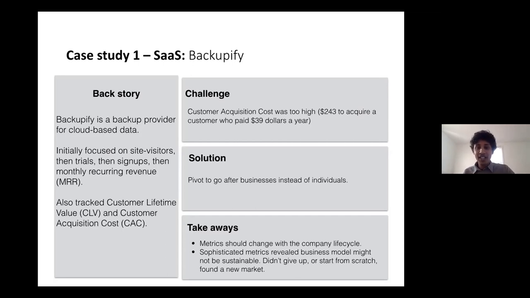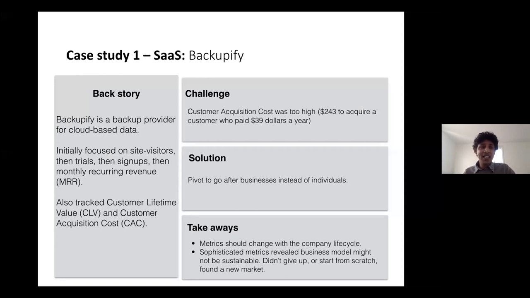So they pivoted from consumer sales to go after businesses, and it ended up being a great success. So what can we learn from this little example? First of all, it's important to optimize to the right metric at the right time. That's a data-driven process. In this case, Backupify optimized to site visitors, trials, signups, and monthly recurring revenue, and they grew their customer base successfully. And then they got to more sophisticated metrics.